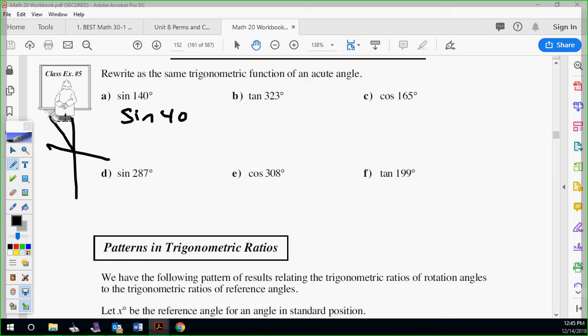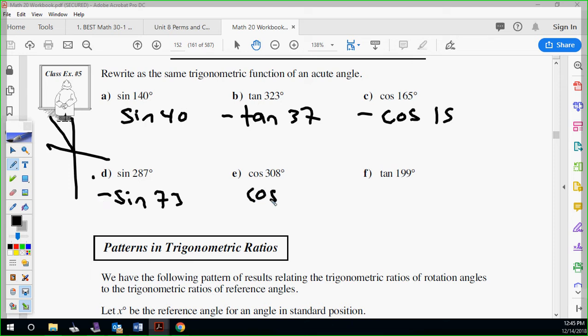Okay? So tan 323. What's that reference angle? 37. Good. Is tangent negative or positive in the fourth quadrant? Put a negative in front. Now you have the value. Cos of 165. 15. Is cosine positive or negative in the second quadrant? Sine of 287. 73. Is sine positive or negative in the fourth quadrant? Negative. Okay. Cos of 308. 52. Positive. Just leave it cos 52.